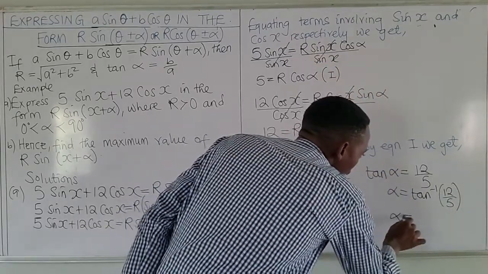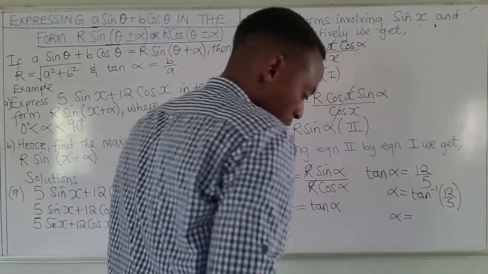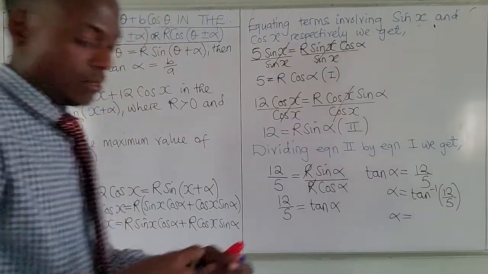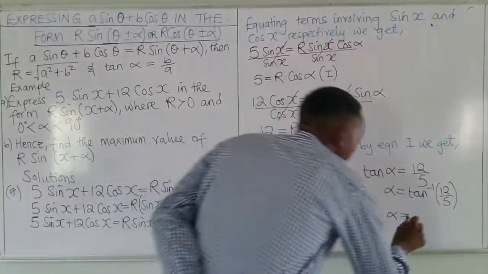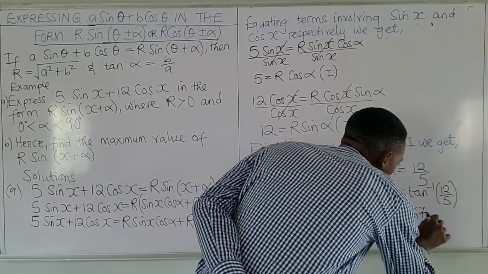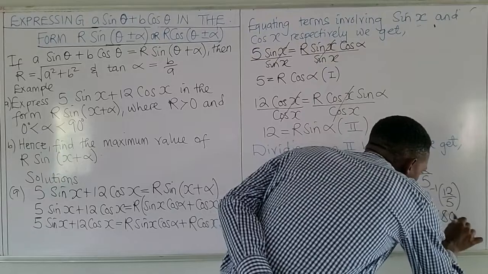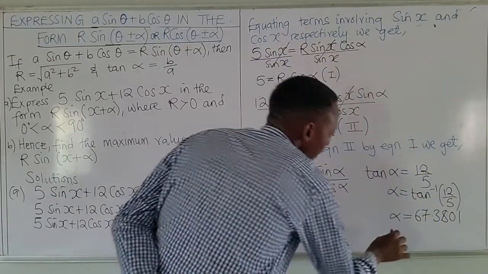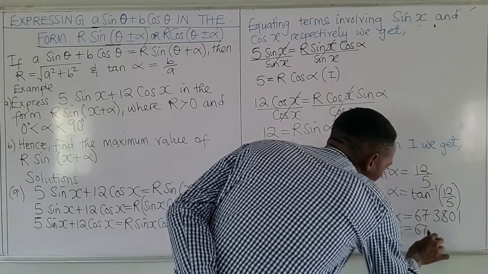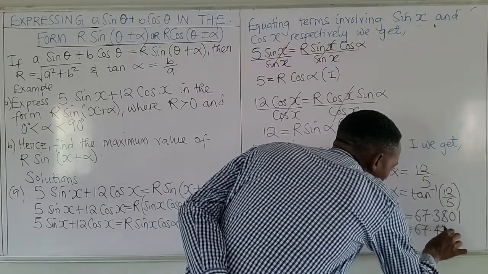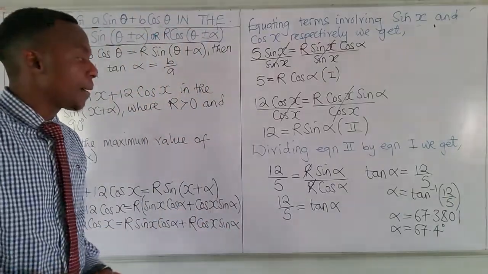What is tan inverse of 12 over 5? So using the calculator, we are going to get 67.3801, correct to 4 decimal places, which gives us alpha is equal to 67.4 degrees to the nearest 1 decimal place.